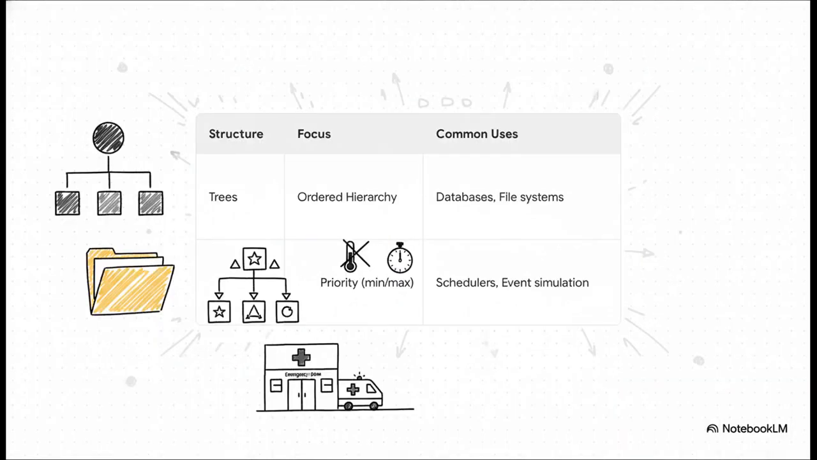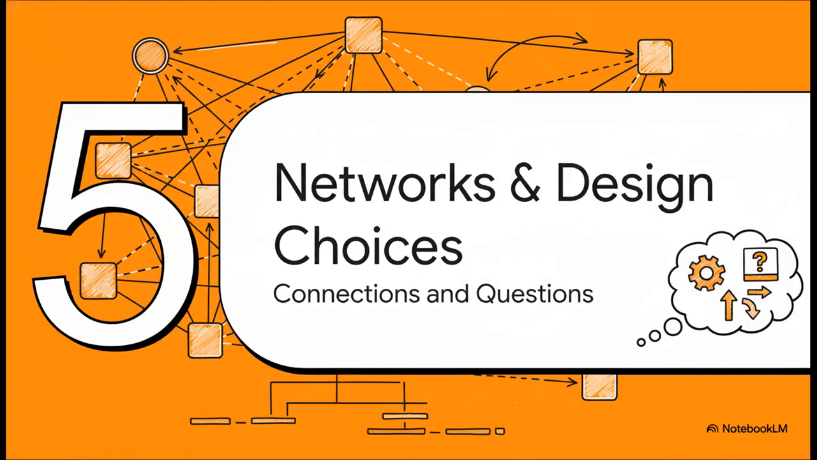Now for hierarchies. A tree is just like a family tree or the file system on your computer. Everything has a parent, and things are kept in a nice, sorted, structured order, which makes searching really efficient. A heap, well, a heap is different. It's still a hierarchy, but it only cares about one thing: priority. It's built to always give you the most important item, the highest or lowest value, instantly. Think of an emergency room triage system. They don't care who arrived first, they care who is the most critical. That's a heap.